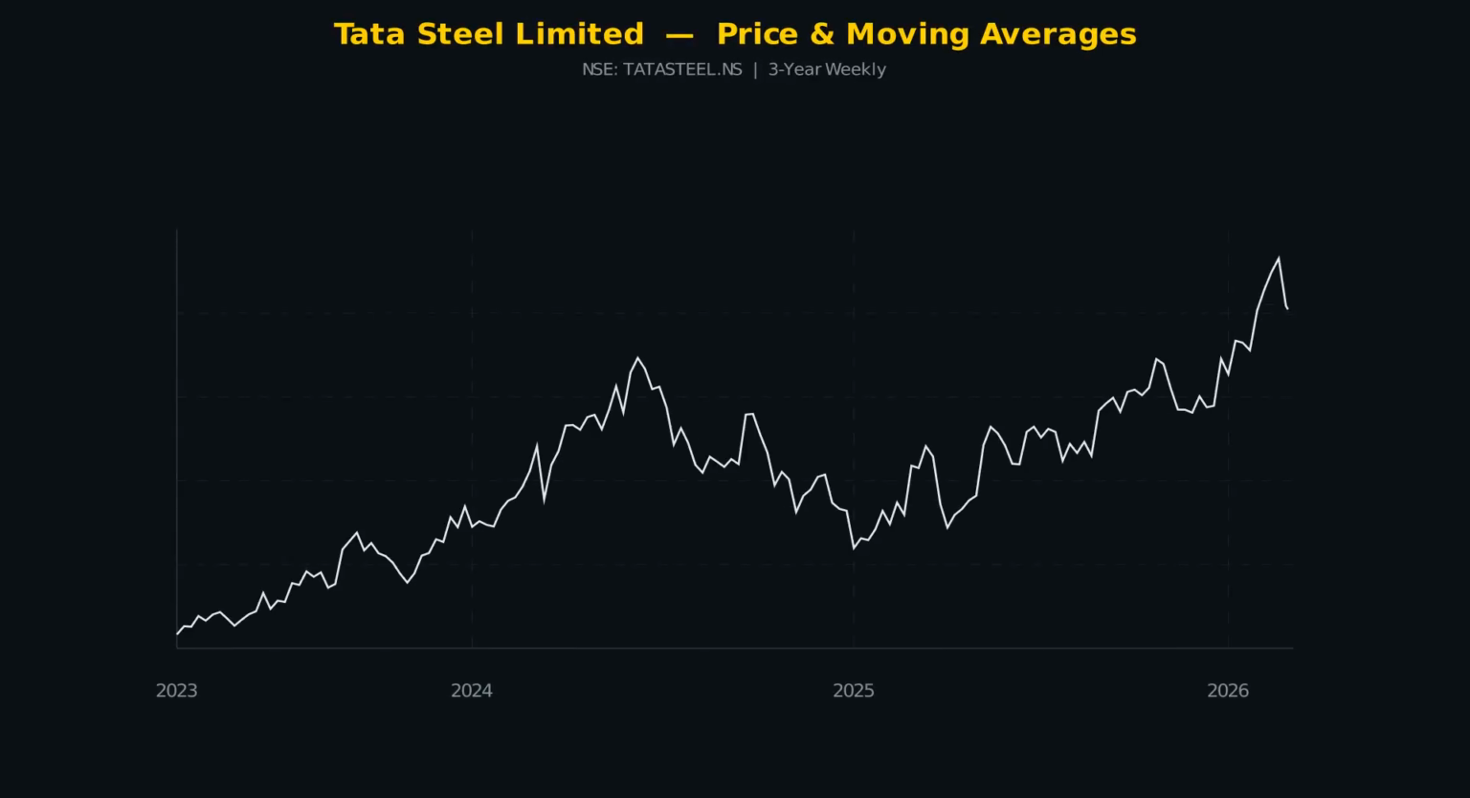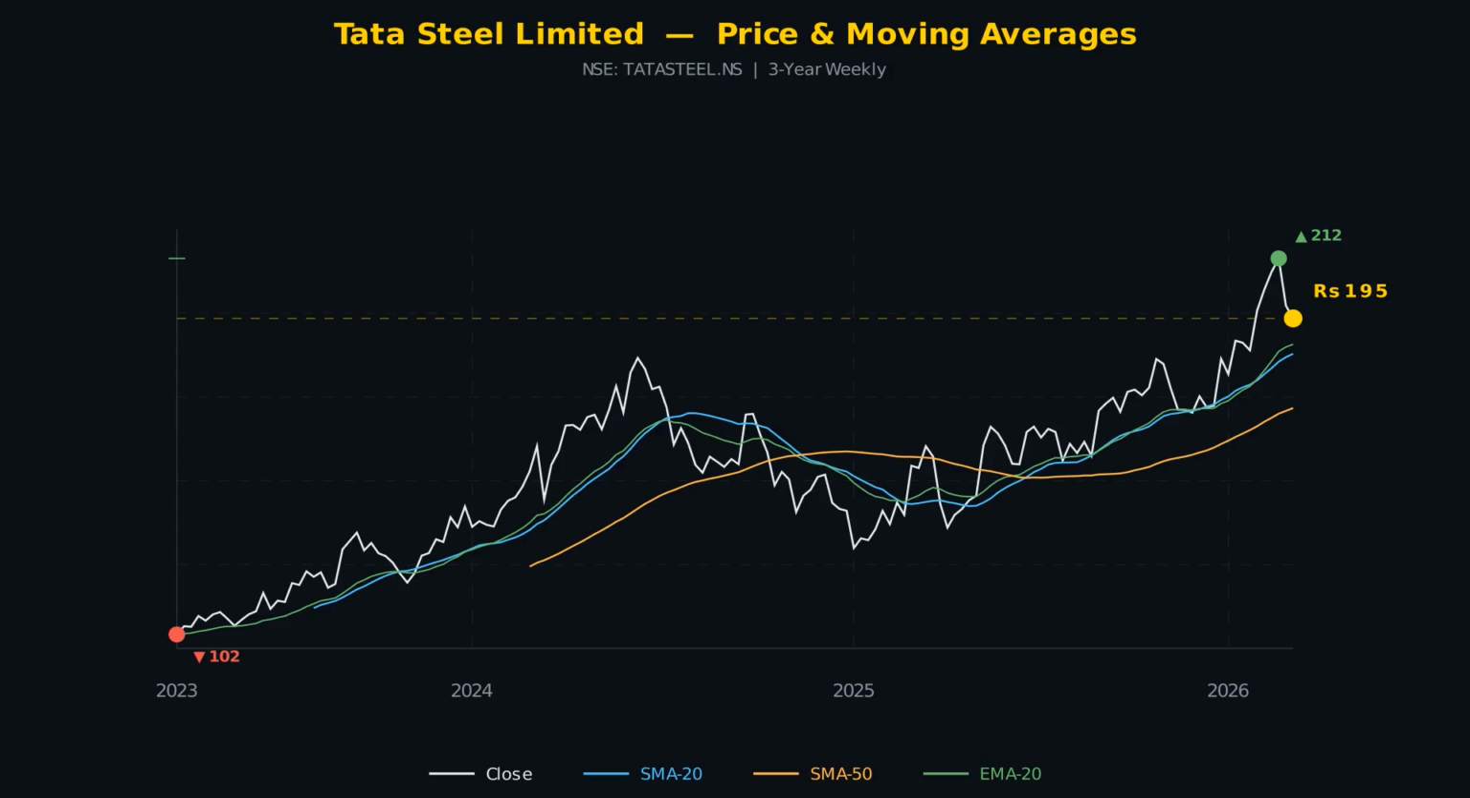The SMA 20 is at 184, and the SMA 50 is at 168. Price is above the 50-period average, indicating a confirmed uptrend. Watch how the moving averages act as dynamic support and resistance throughout the 3 years of price history shown here.